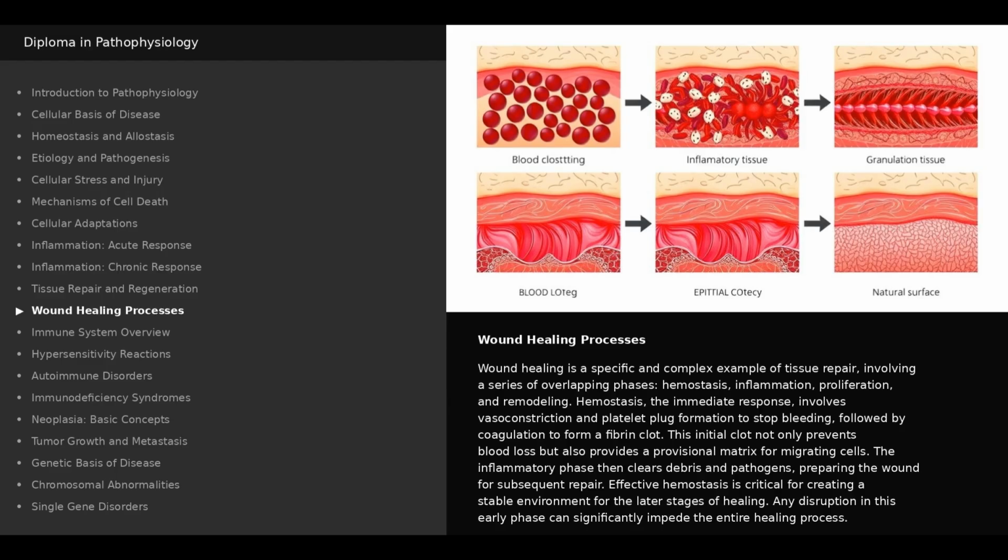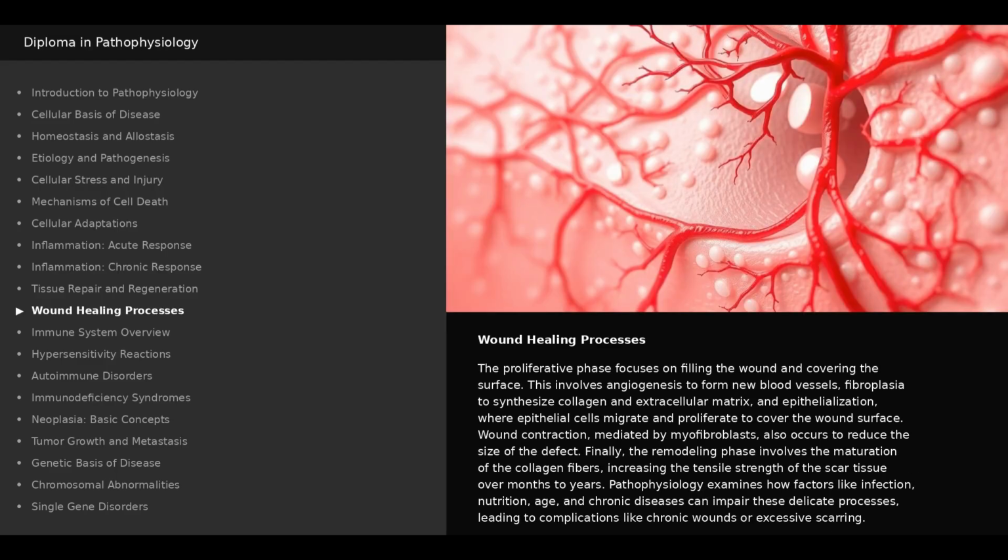The inflammatory phase then clears debris and pathogens, preparing the wound for subsequent repair. Effective hemostasis is critical for creating a stable environment for the later stages of healing. Any disruption in this early phase can significantly impede the entire healing process. The proliferative phase focuses on filling the wound and covering the surface. This involves angiogenesis to form new blood vessels, fibroplasia to synthesize collagen and extracellular matrix, and epithelialization, where epithelial cells migrate and proliferate to cover the wound surface.